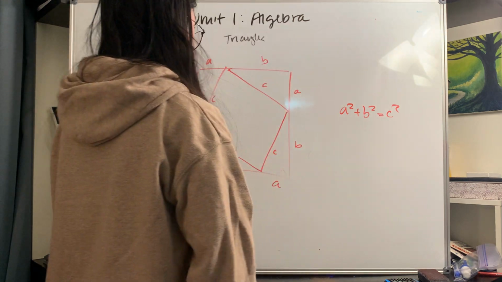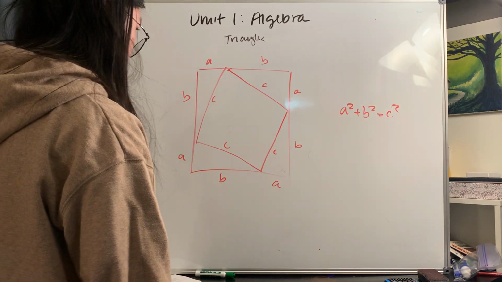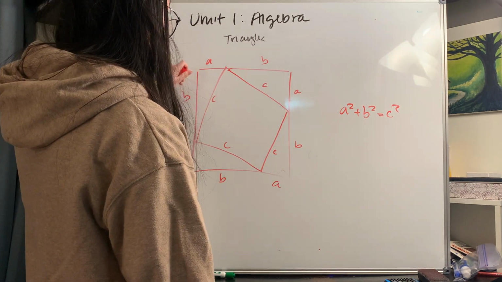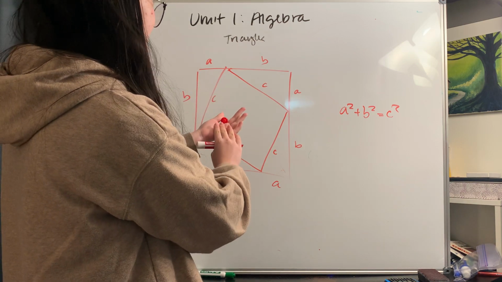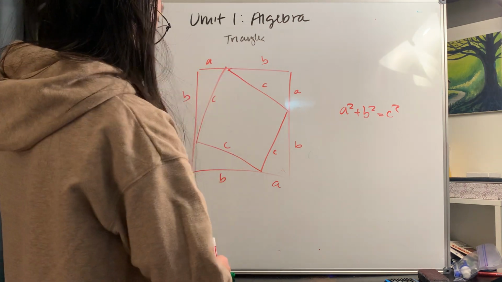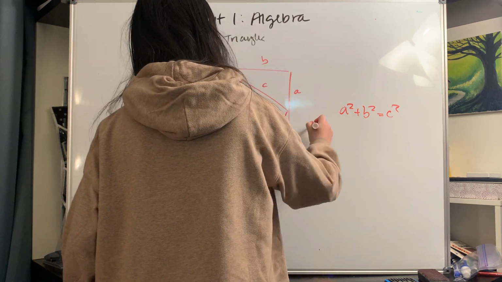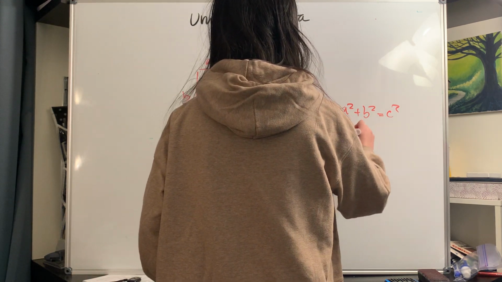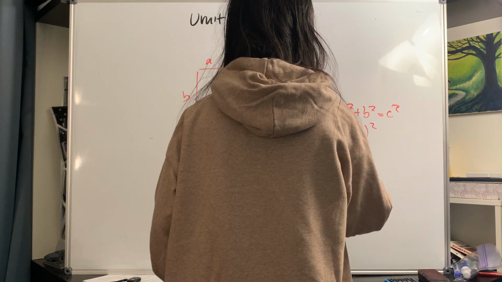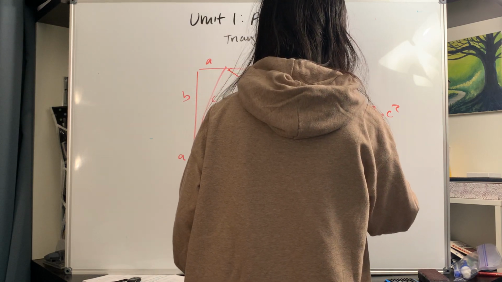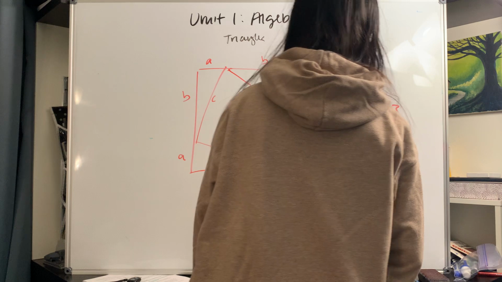Well, the first way that we can get the area of this square is by taking base times height, which is A plus B times A plus B. So the area is equal to (A plus B) squared. That's equal to A squared plus 2AB plus B squared.